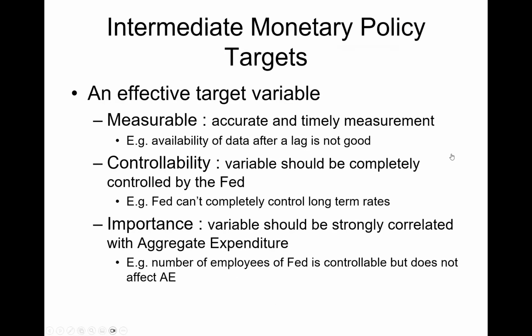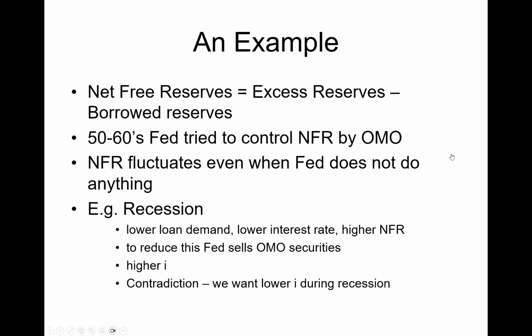Now, these are the short-term tools. Now let's look at the policy targets. So a good target variable must be measurable. Otherwise, if you cannot measure it, how do we know if it's changed or become better? It should be controllable. If you cannot control it, then there's no point in using it to control something, right? Quote unquote. And then it should be important. It should be strongly correlated with the real level of economic activity within the country. So these are the three important characteristics of intermediate monetary policy targets.